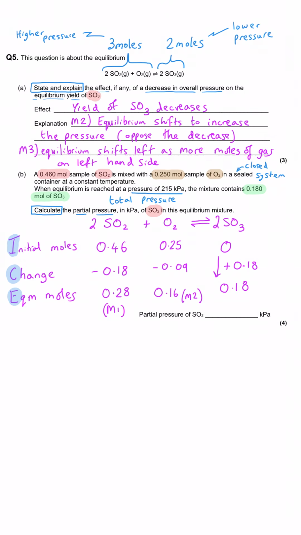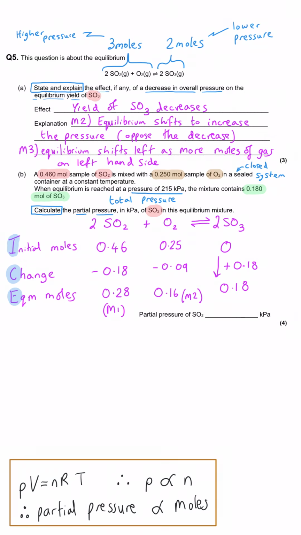Next, we have to remember that all gases behave ideally. So in other words, the pressure that they exert on their container is directly proportional to the number of moles that there are. So in other words, in our mixture, we've got a certain number of moles of each of our 3 gases, and together those 3 moles are giving us a pressure of 215 kilopascals.